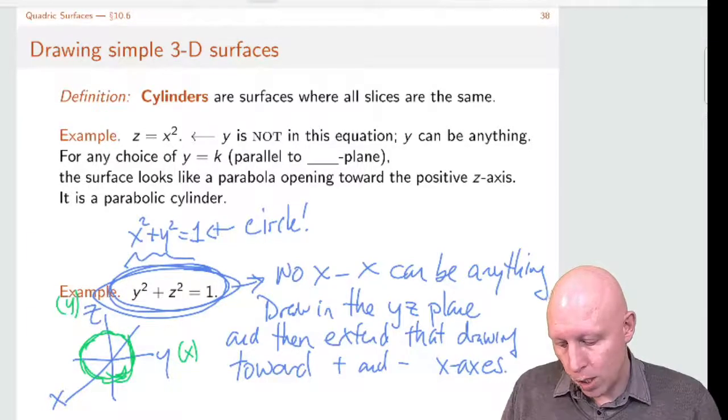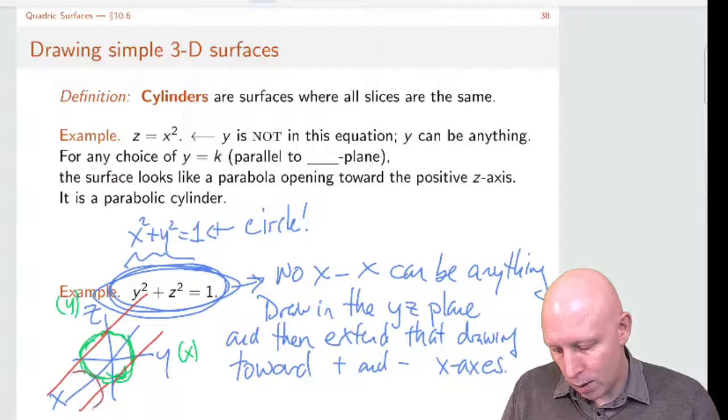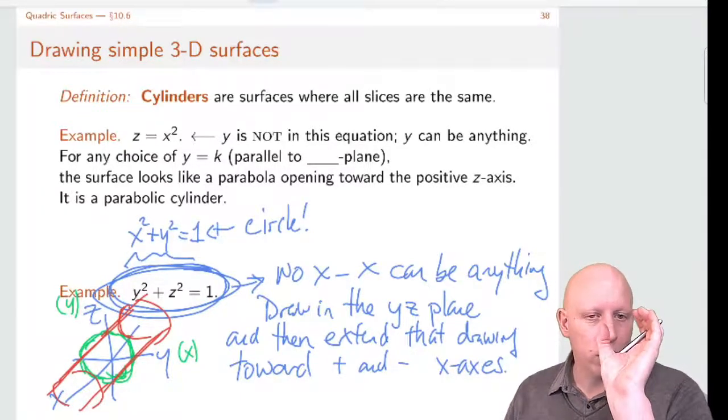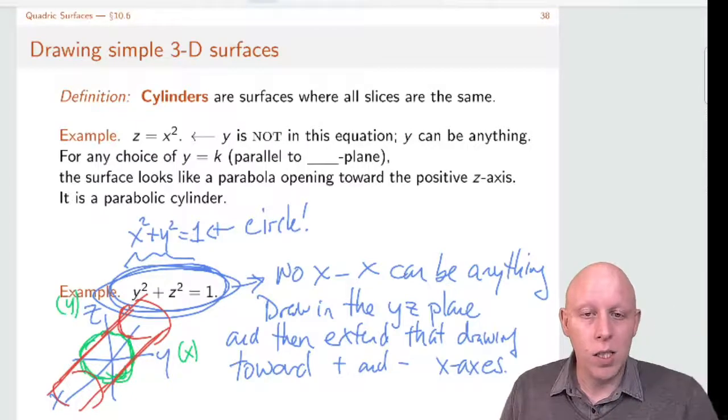And now we want to extend this in the positive x direction and the negative x direction, and this ends up being one long cylinder that if you were to look directly from the x-axis, you would see directly through it.